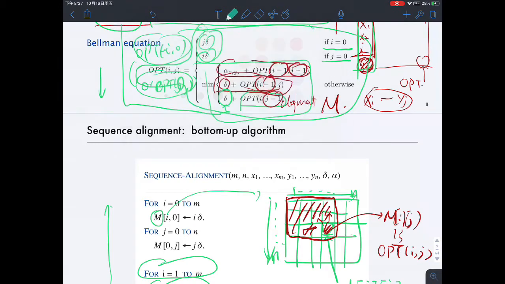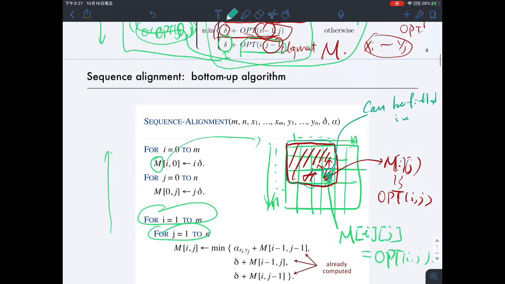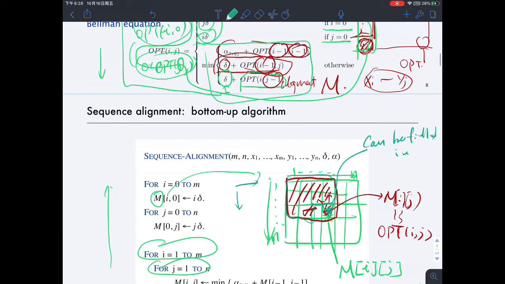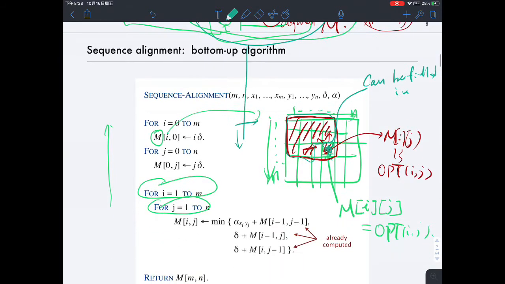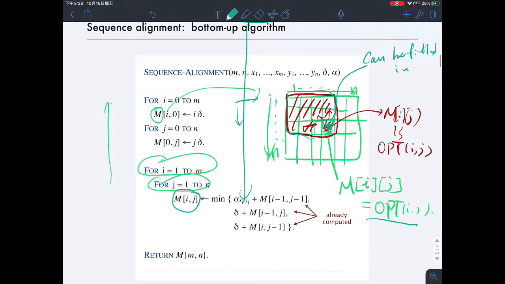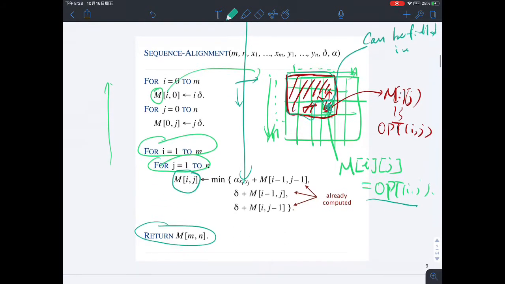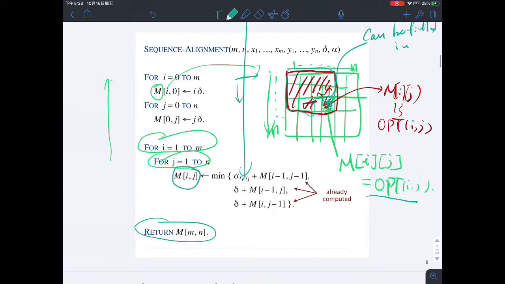So long as all the values of this particular region are filled in, then this particular element can be filled in, right? Can be filled in when the red elements are filled in, right? So that's the reason that if we scan from left to right, top to bottom, we don't run into any dependency problem. We can easily just copy and paste the entire thing here to compute the value of m_ij, which is the same as the value of opt_ij, right?